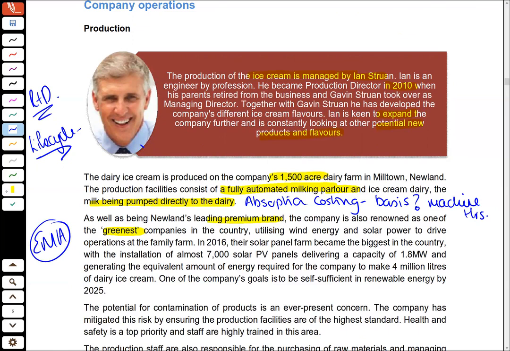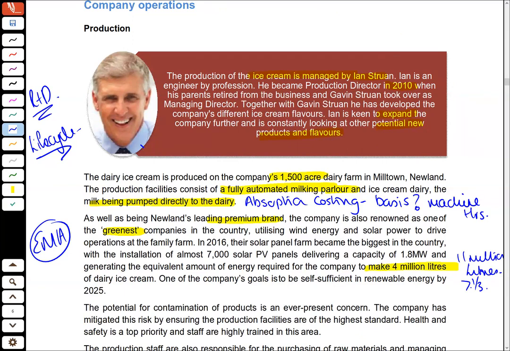We are told then that the company generates the equivalent amount of energy required to make 4 million litres of dairy ice cream. So we make 11 million in a year. Okay, so we're probably looking at just under a third of our production can be made from renewable energy. So that's quite exciting, isn't it? It's just over a third actually, isn't it? Sorry, just over a third.